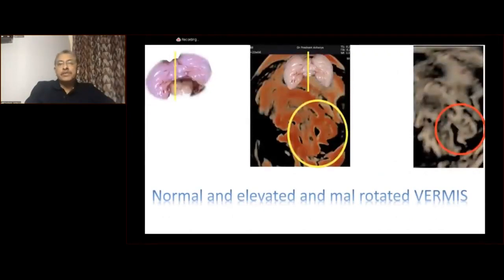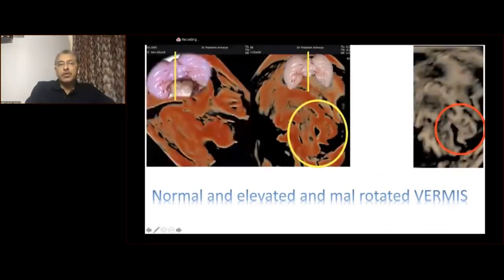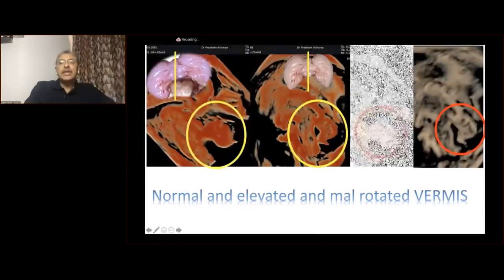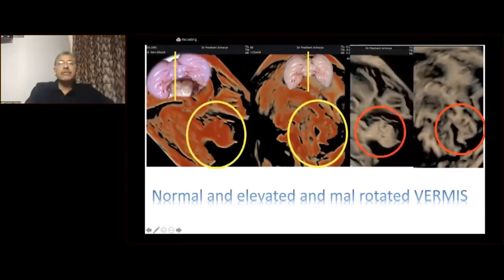You will find some kind of communication here, and that's what is going to be the elevation. It's not in the mid-sagittal section. One segment is going to be cut, not in the midline. It is going to be mal-rotated. So you will see these kinds of things.